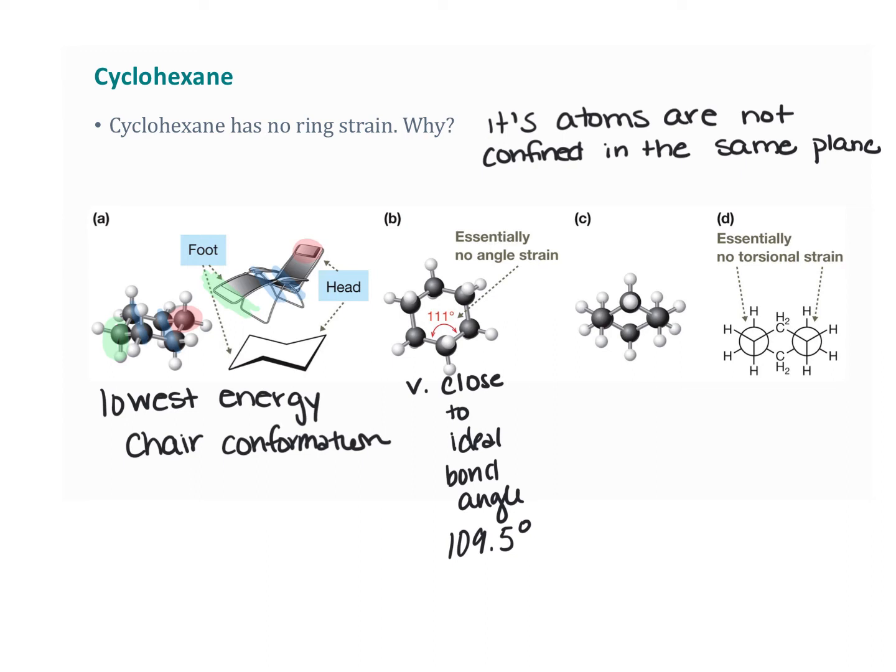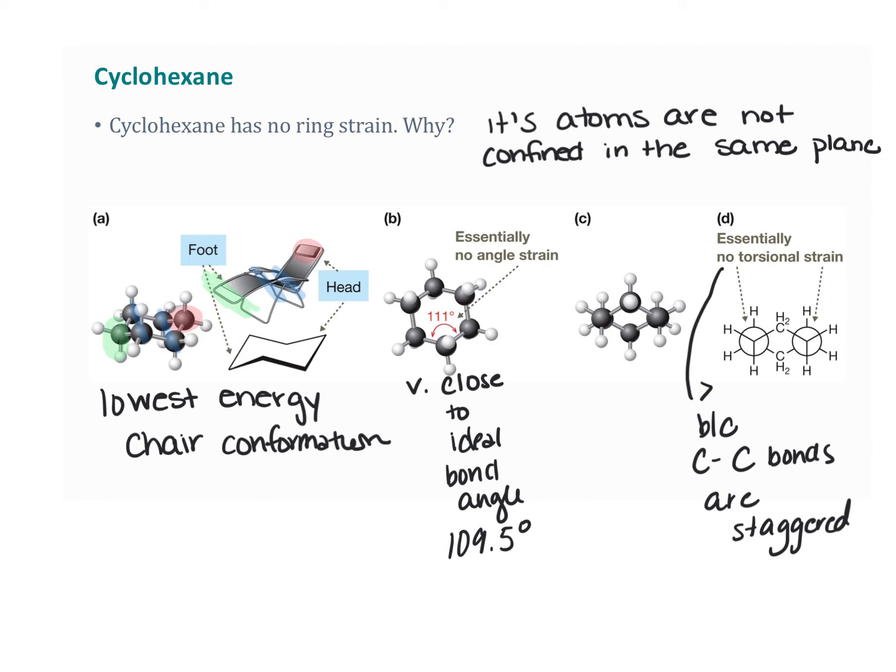It also has little to no torsional strain because all the rotational conformations about the carbon-carbon bond are staggered. So we have essentially no torsional strain because the carbon-carbon bonds are in a staggered conformation. Okay, and so all of those things lead us to cyclohexane being a very stable molecule.